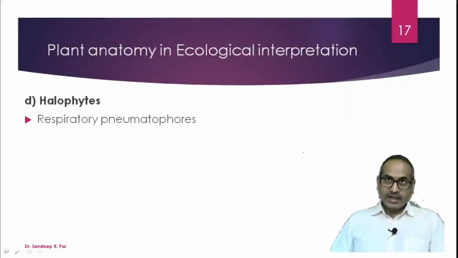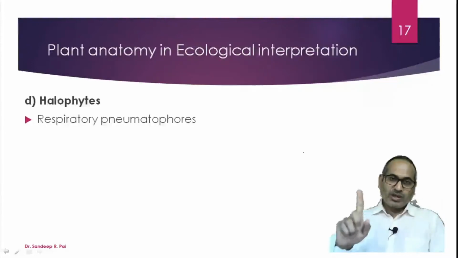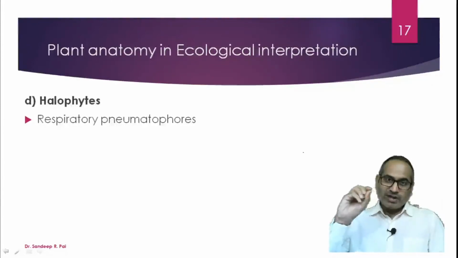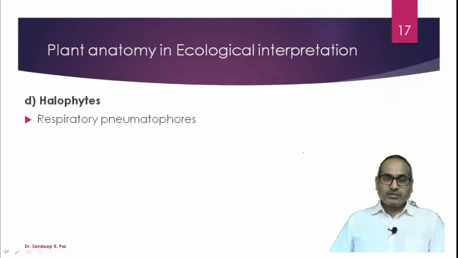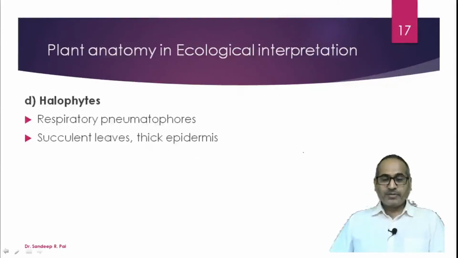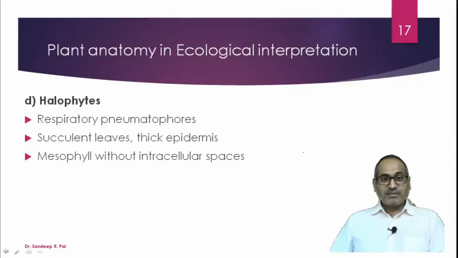These we can say they are growing from the roots, and they are negatively geotropic. That means they grow against gravity, upward, right? And when they are growing upward, you will see these pneumatophores having small pores on them, and these small pores help exchange of gases. So respiratory pneumatophores are there in halophytes. Their leaves are succulent, thick epidermis is present, mesophyll without intercellular spaces is there.